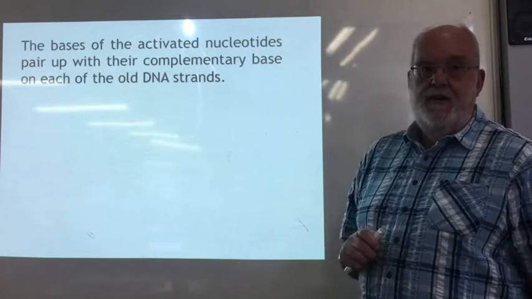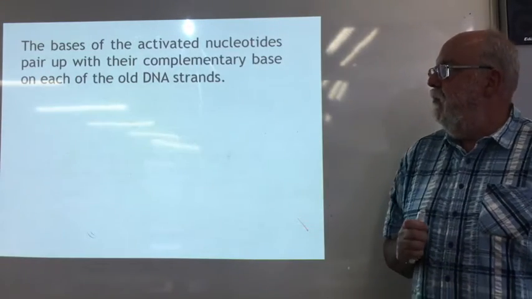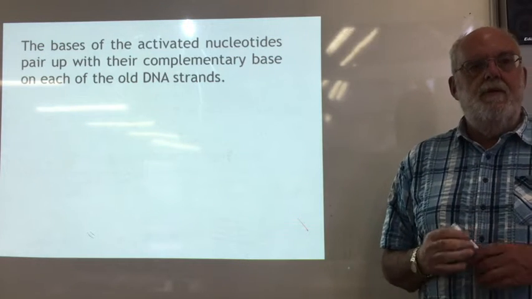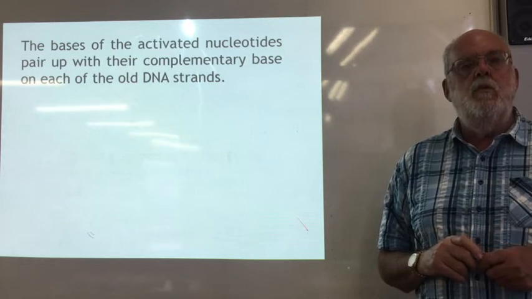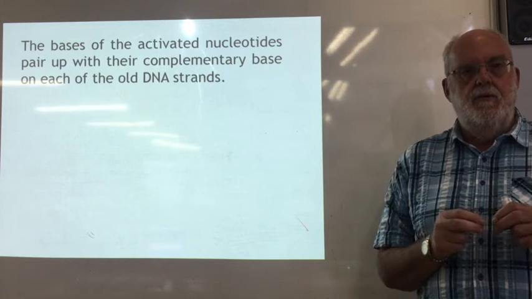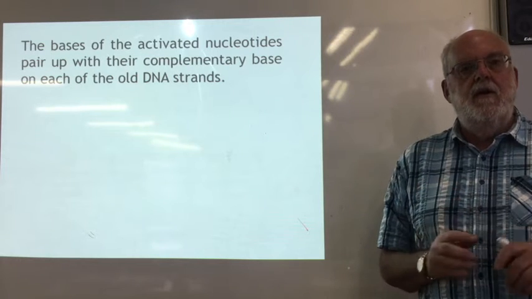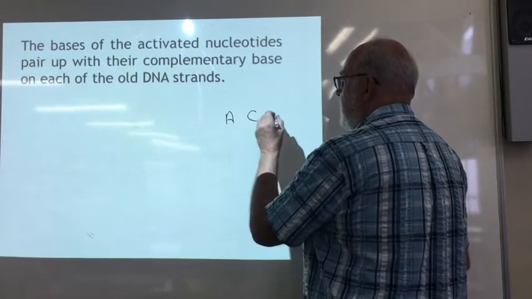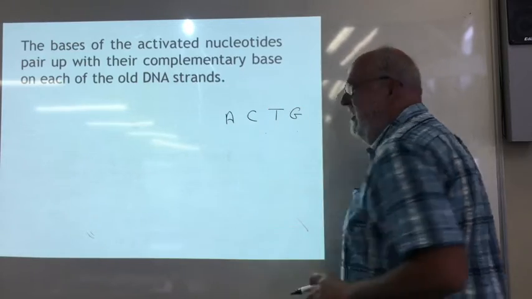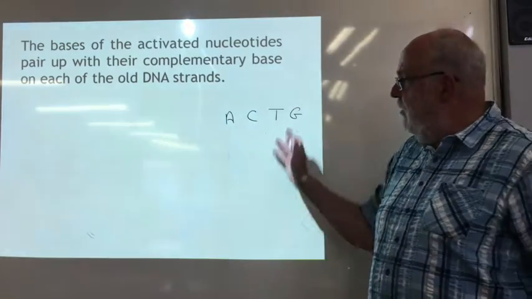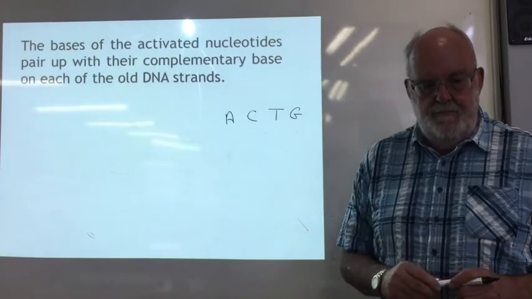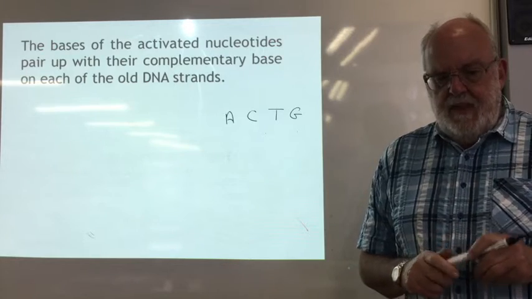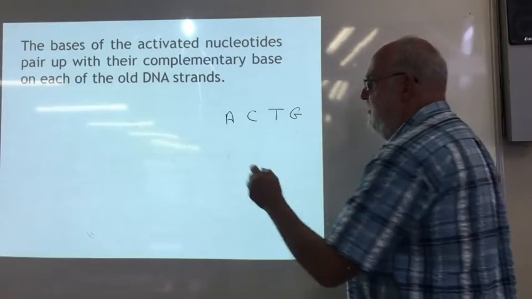The bases of the activated nucleotides then pair up with complementary base pairs on each of the old DNA molecules. A complementary base is one that will fit next to another one. You can't just randomly line up adenine, cytosine, thymine, and guanine and expect them to join together. They won't, because they're not all complementary to each other. So there are a few things that you have to learn here. Adenine is complementary to thymine.